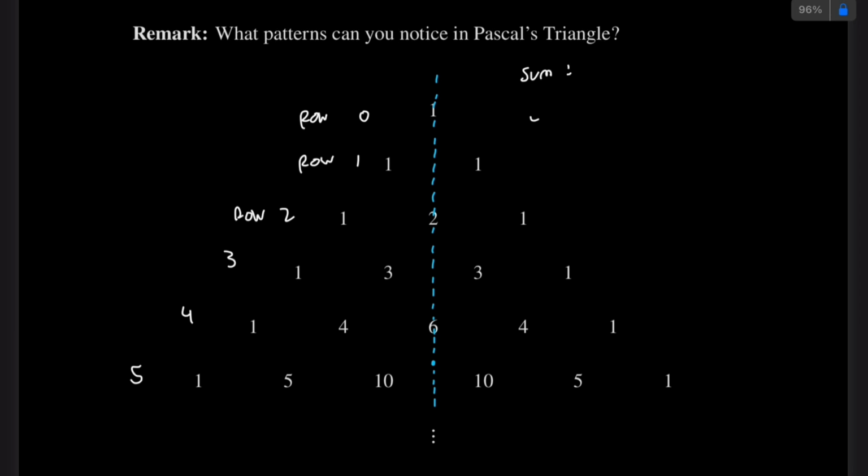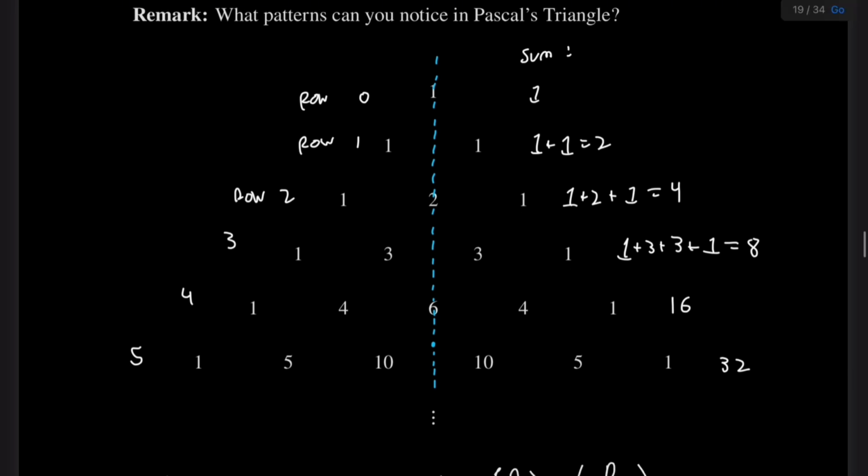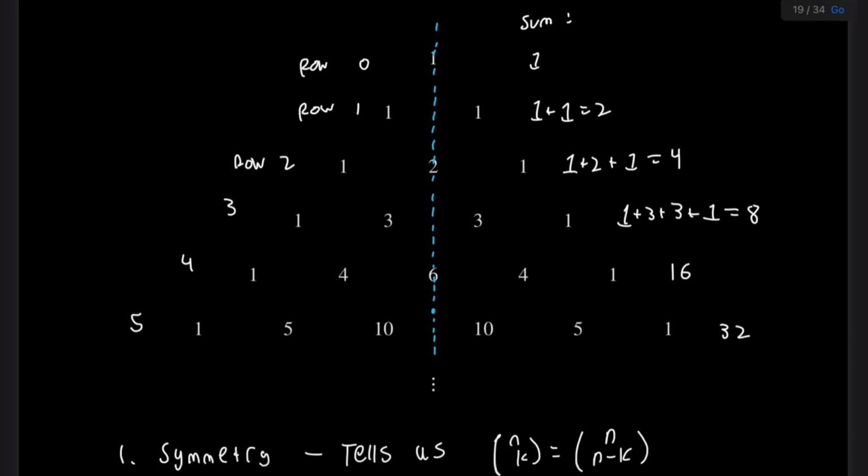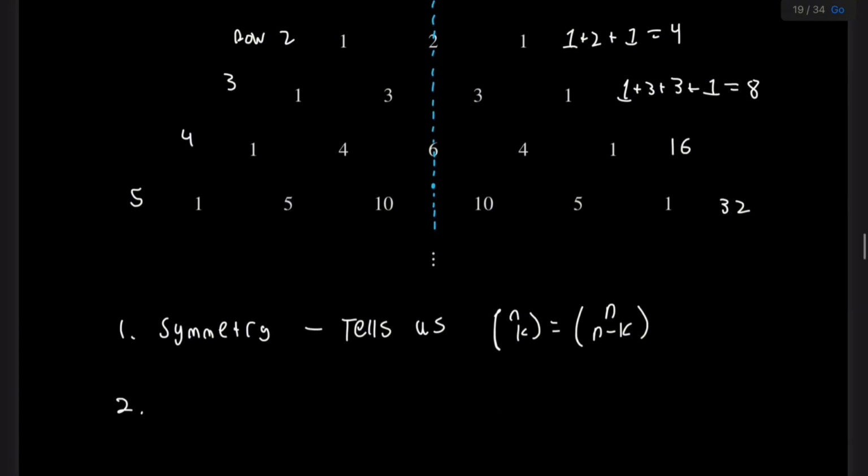Okay, the sum of this row is just 1. This row is 1 plus 1, which is 2. This row is 1 plus 2 plus 1, which is 4. The next row is 1 plus 3 plus 3 plus 1, which is 8. Then, well, some more math will show you this is 16, and this is 32. Interesting. These are the powers of 2, right? So it sort of tells us here that each row sum equals 2 to the row, basically, right?